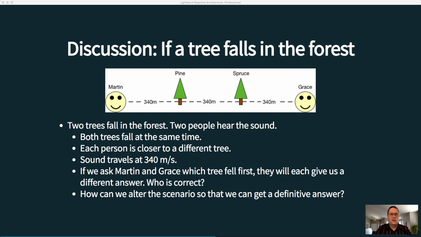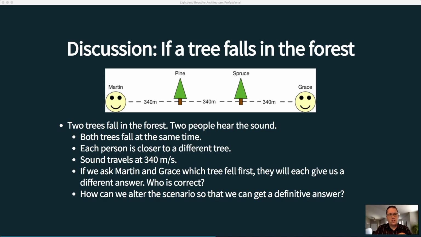Who is correct? Let's suppose we needed a definitive answer. We needed a single answer. It doesn't necessarily have to be the right answer, but if it was the right answer, that would be good. But at the very least, we need to make it so that we don't have conflicting answers. So we need to eliminate that conflict somehow. How could we alter this scenario in order to eliminate that conflict?